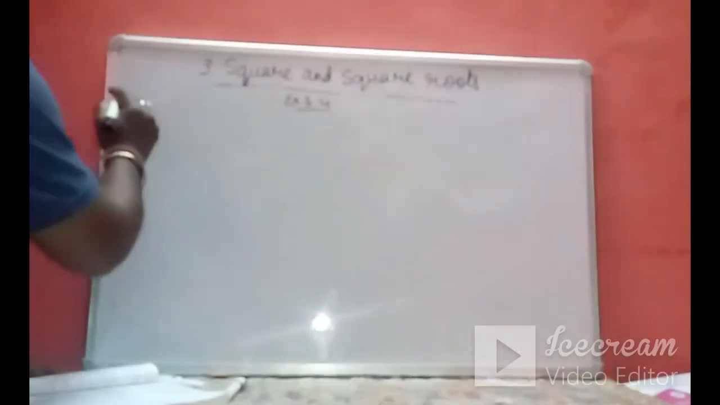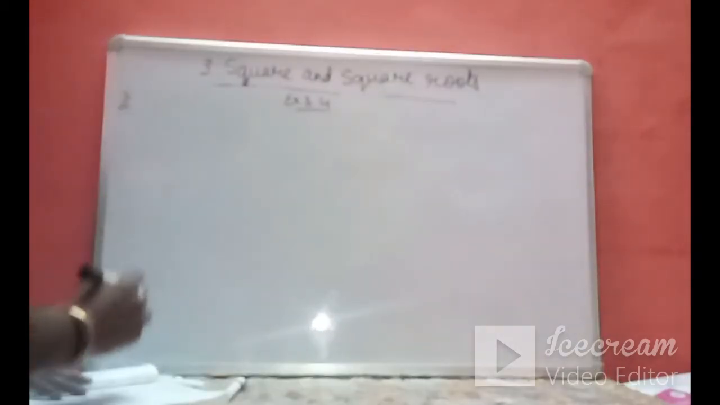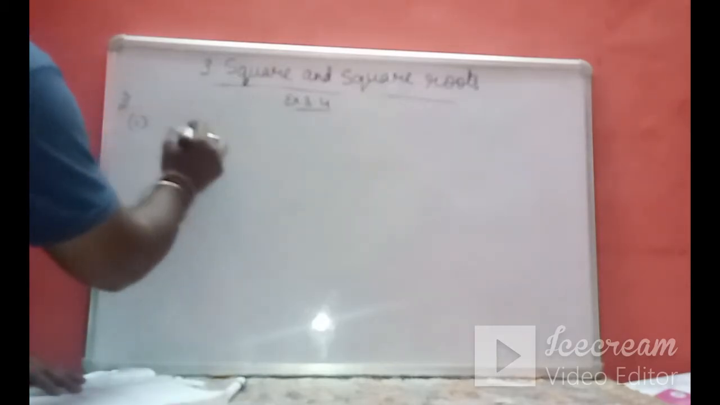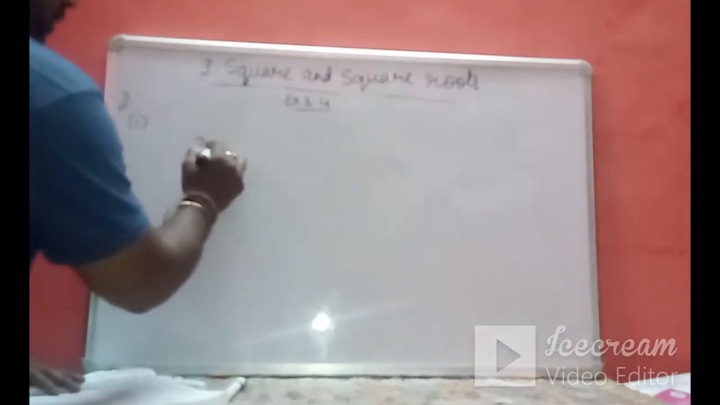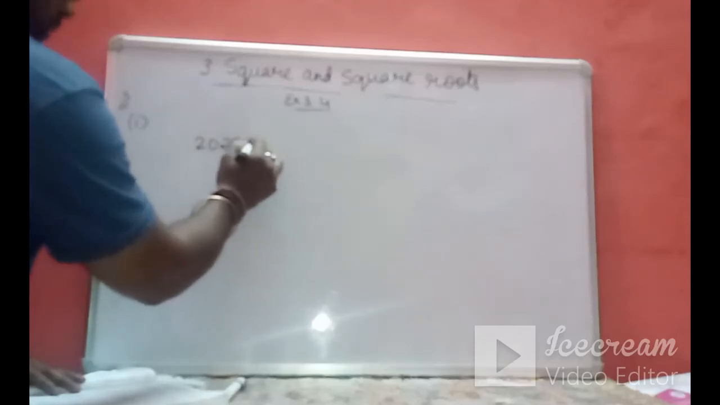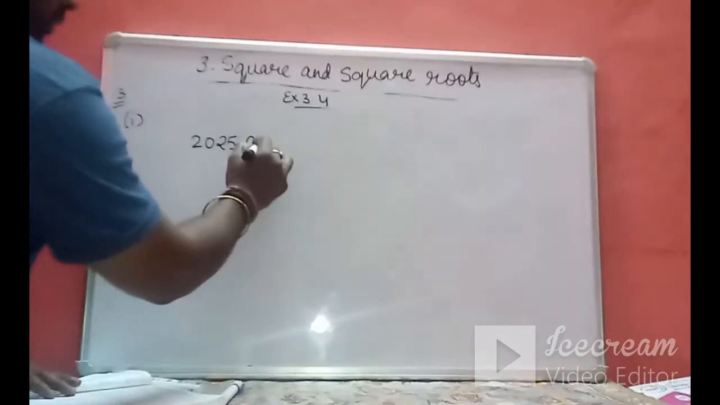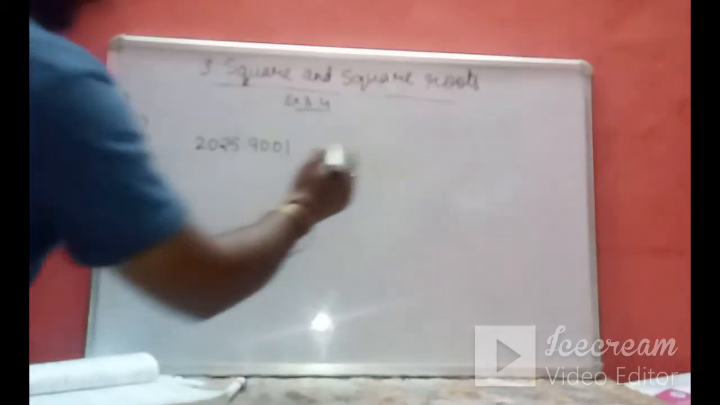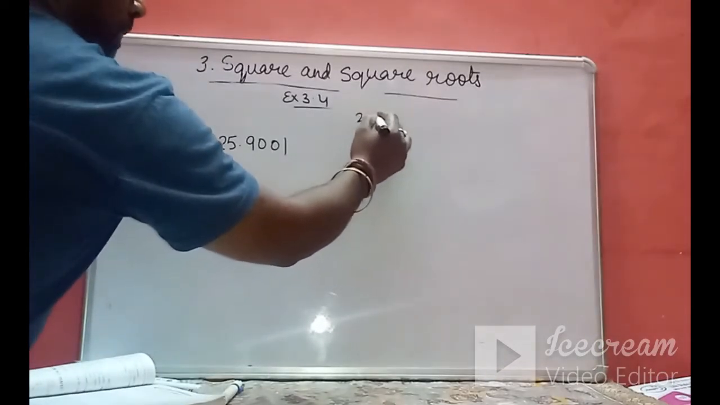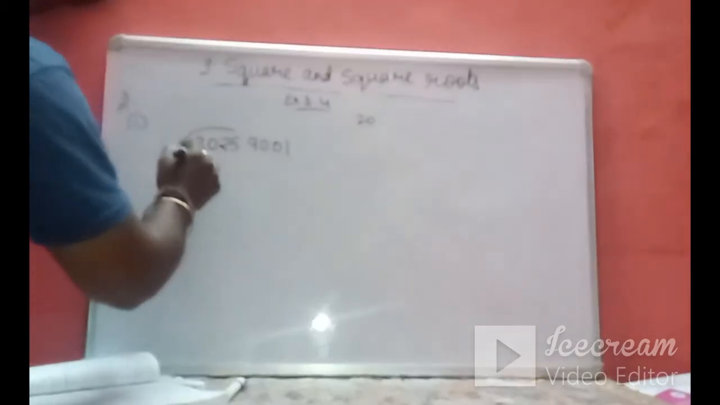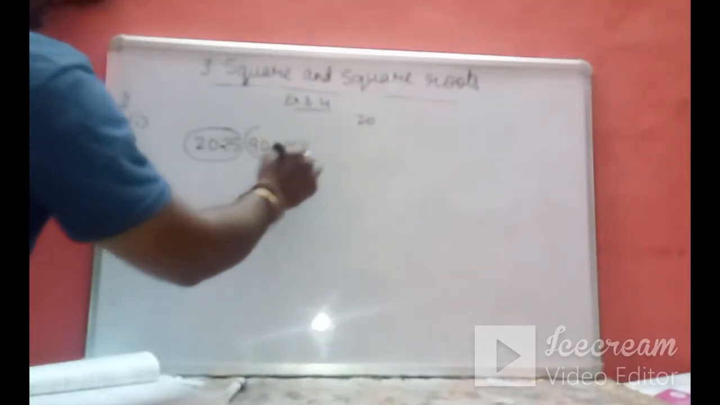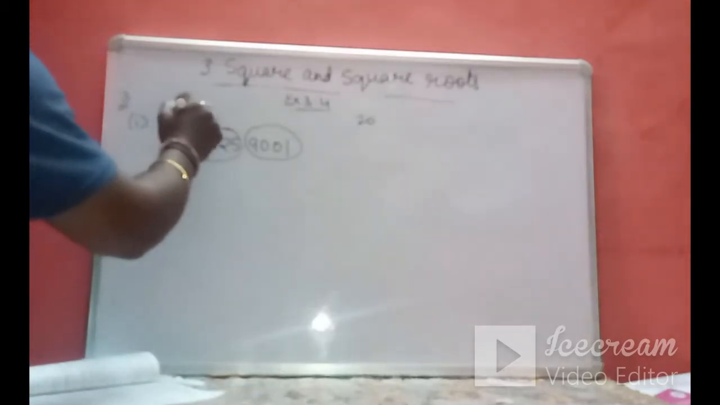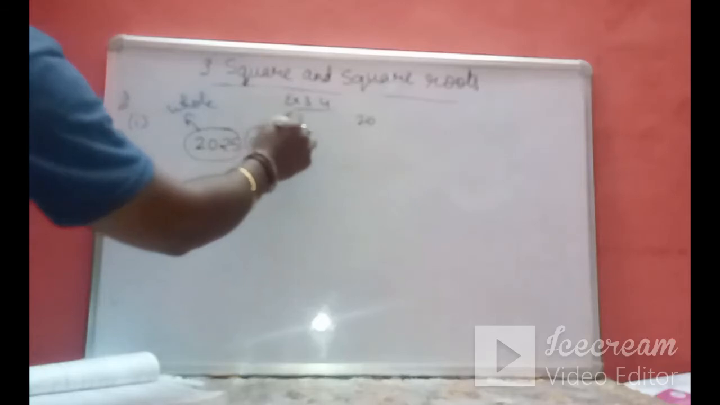Okay, so suppose you want to find the square root of a decimal number. Suppose I take this one. See, this 2025.9001 has two parts. One is the whole number part, and this is the decimal part.